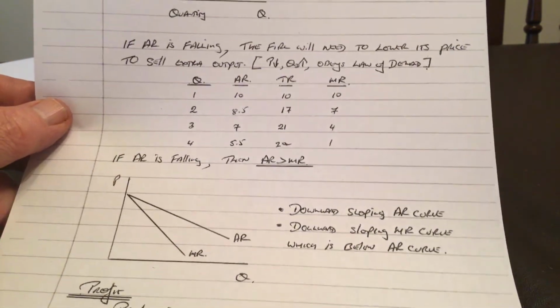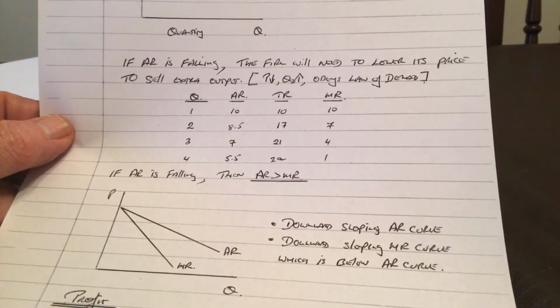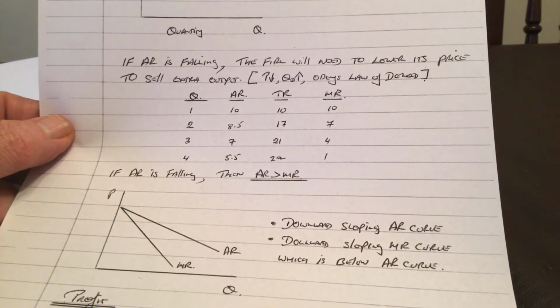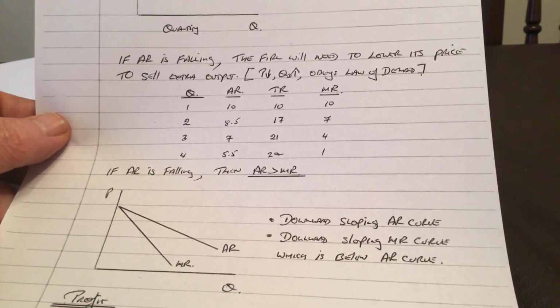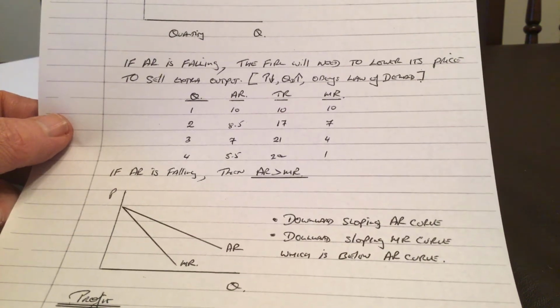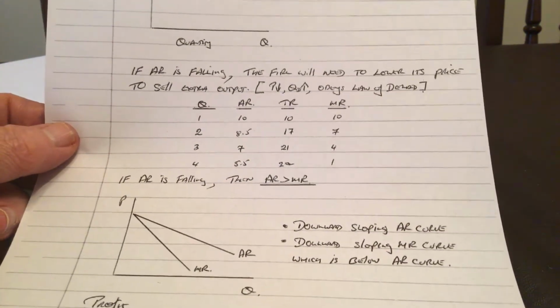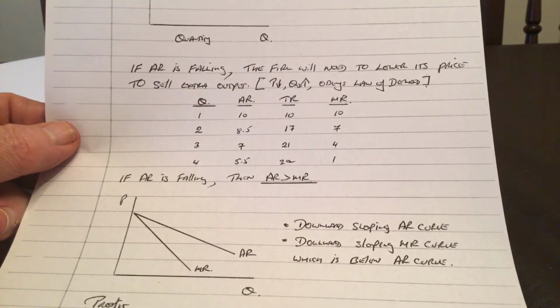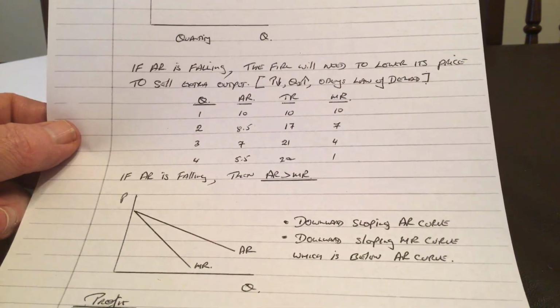So quantity 1, 2, 3, 4. The average revenue or the price of one unit is €10. Of 2 units, it's €8.50 each. Of 3, it's €7 each. And if we sell 4, it's €5.50 each. The total revenue is Q multiplied by P or Q multiplied by AR: 1 multiplied by 10, 2 multiplied by 8.5, 3 multiplied by 7, etc.